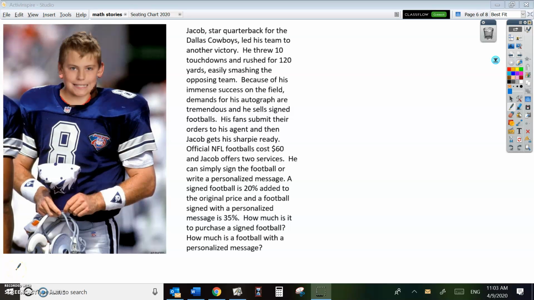Jacob, star quarterback for the Dallas Cowboys, led his team to another victory. He threw 10 touchdowns and rushed for 120 yards, easily smashing the opposing team. Because of his immense success on the field, demands for his autograph are tremendous, and he sells signed footballs.